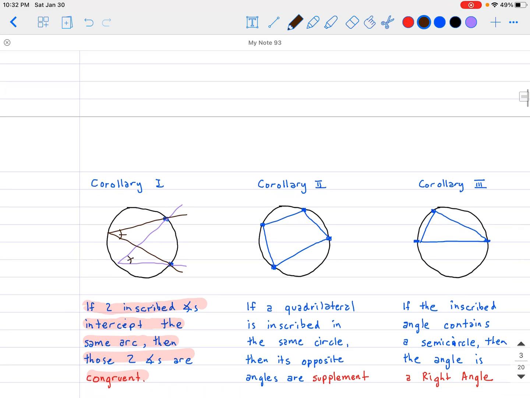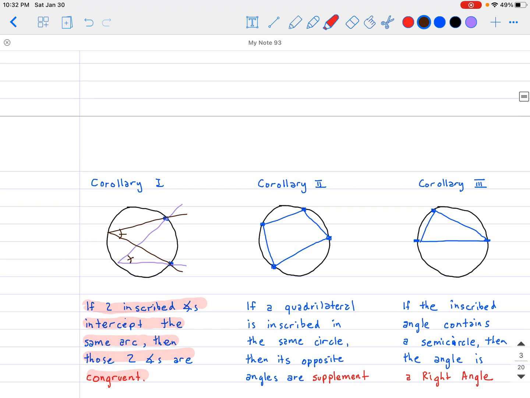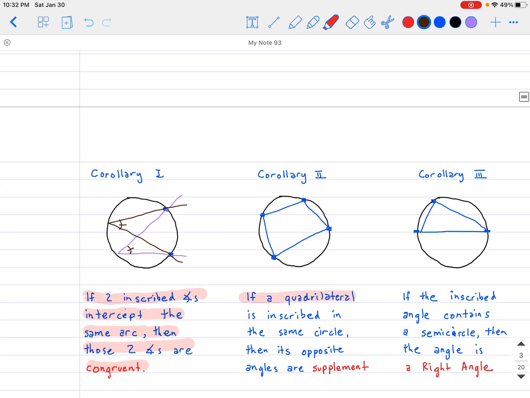Okay. Now this one, corollary number 2, takes an extension of that. It says that if I have a quadrilateral that is inscribed in the same circle, then its opposite angles are going to be supplementary to each other. So if I have this angle right here, just to make it a little bit easier for us, let's say that this guy right here is equal to 80 degrees. Now, according to what we just proved using the inscribed angle theorem, the measurement of the arc from here all the way to here will be twice that, which is equal to 160 degrees.